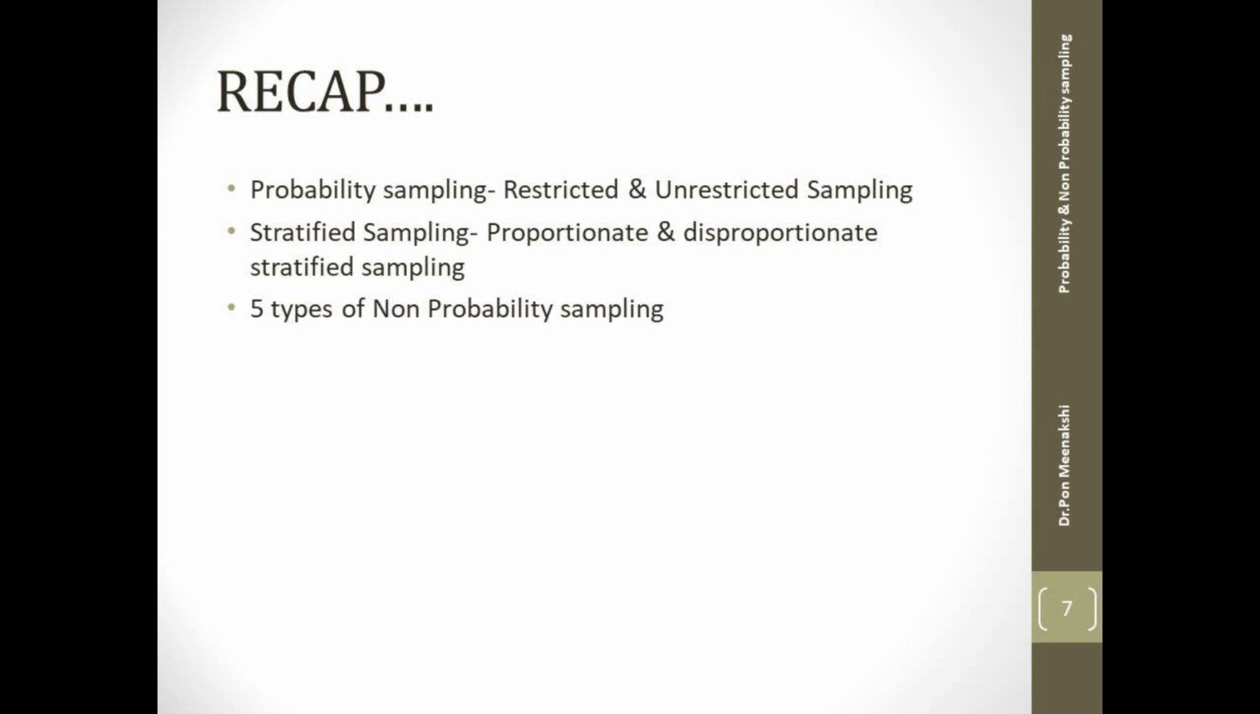Whenever referrals increase, this sort of sampling also increases, but non-probability sampling is not recommended for research. Better we can go with probability sampling. We can use any one of the restricted or unrestricted sampling methods.